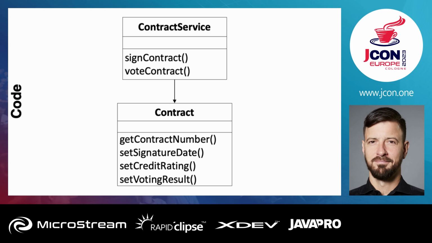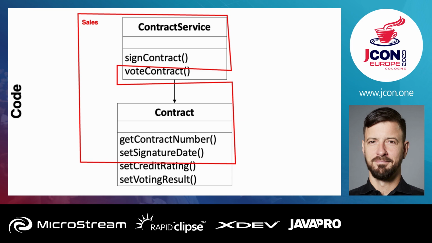So we're not going against the model anemia at the moment. We wanted to go against the big ball of mud. And let's have a look here. Where can we find these contexts here? So sales uses the class contract service and wants to do the sign contract logic, right? And needs a contract with these fields here: contract number, signature date.